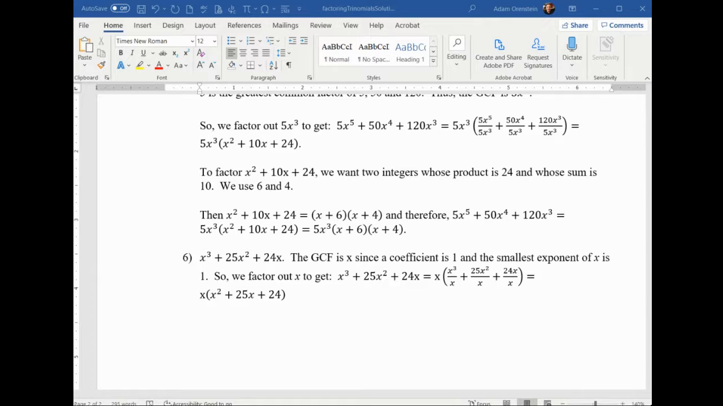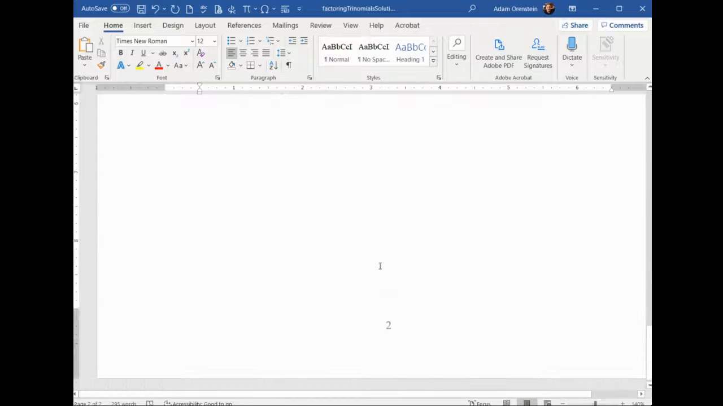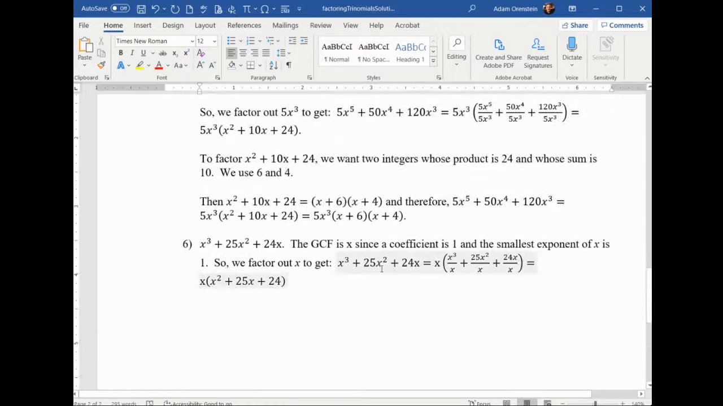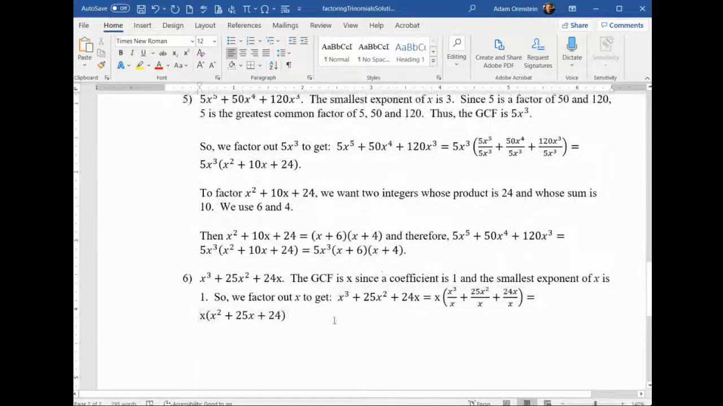And for this one, x squared plus 25x plus 24, hopefully you can see that 24 and 1 are going to do it. See if I can get down here. Oh, it's not there. Okay. But anyway, x squared plus 25x plus 24, that's going to be the solution.